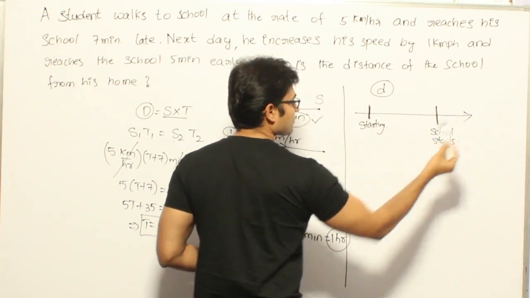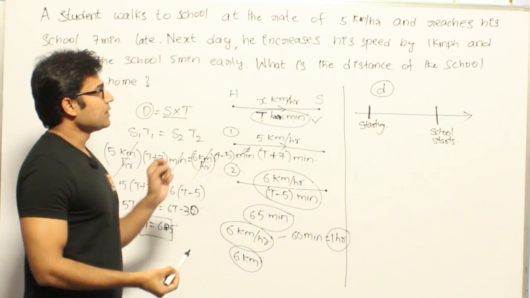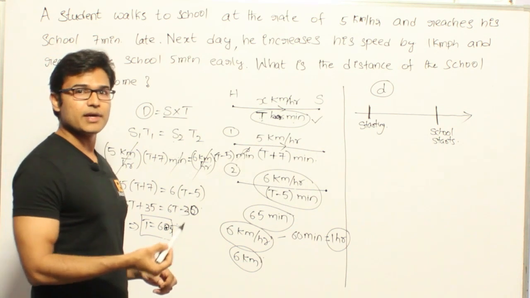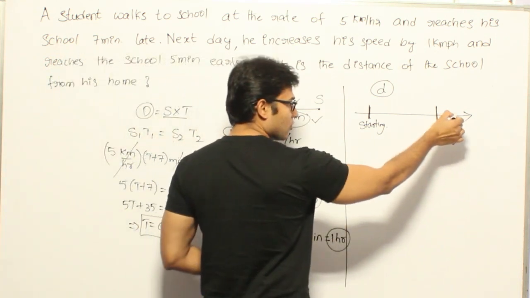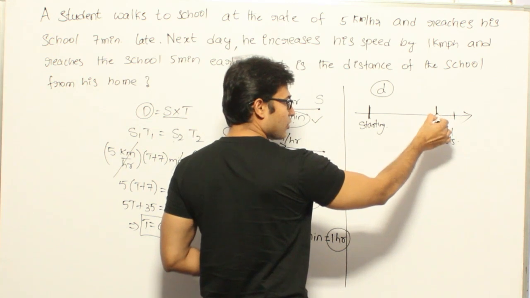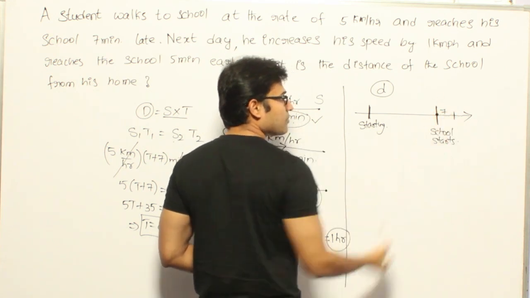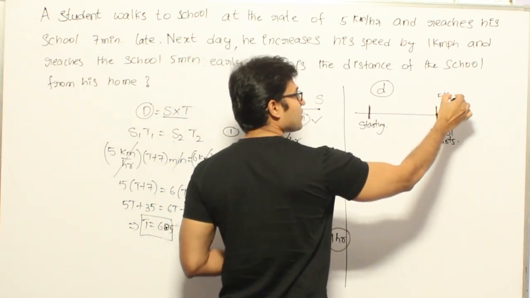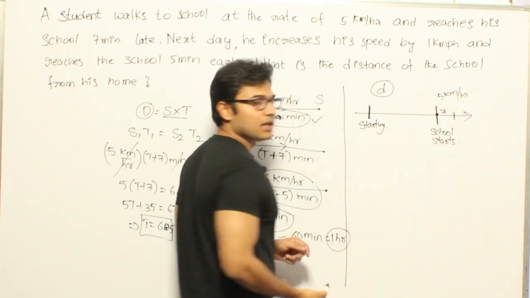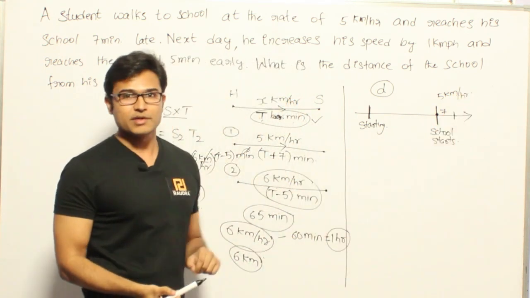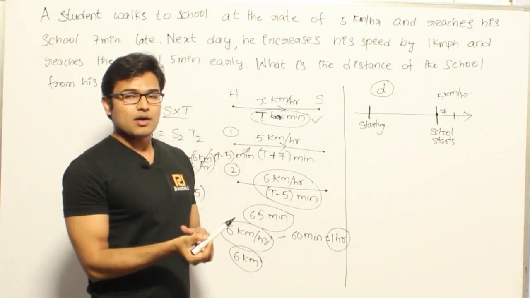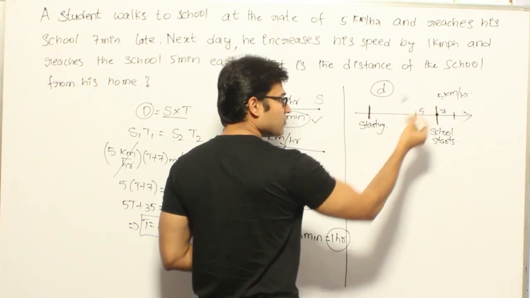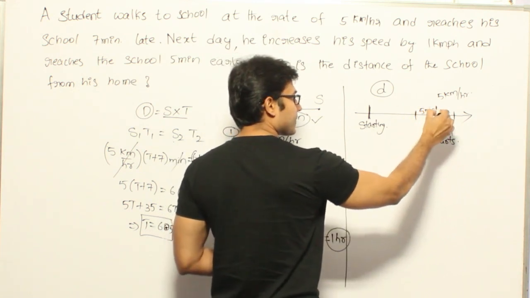School starts, right? Now it is clearly given that in case he is traveling at 5 kilometers per hour, he will be late by 7 minutes, right? So if we assume that this is some point, he is going to cross that point by 7 minutes if he is traveling at a speed of 5 kilometers per hour, right? Now in case he is traveling at a speed of 6 kilometers per hour, he is going to reach the school 5 minutes early. So which means he will be able to reach the school 5 minutes before time, right?